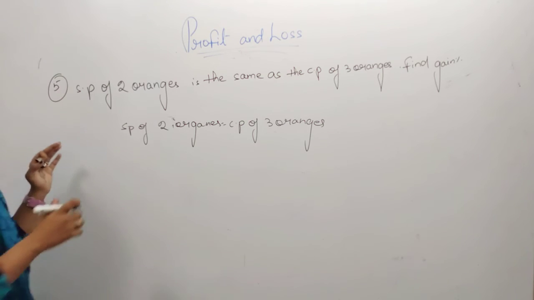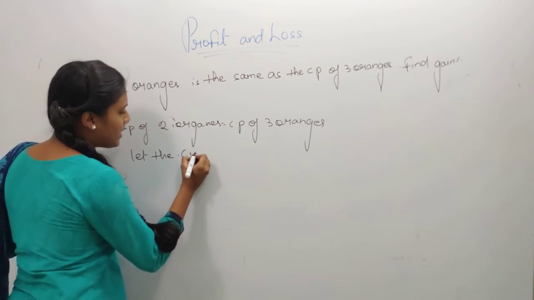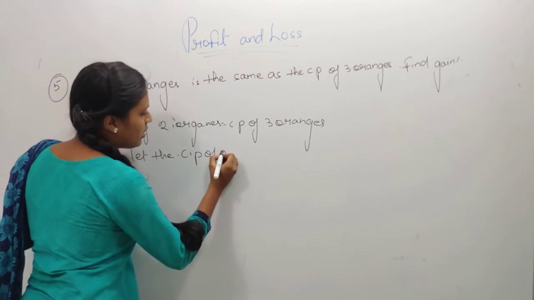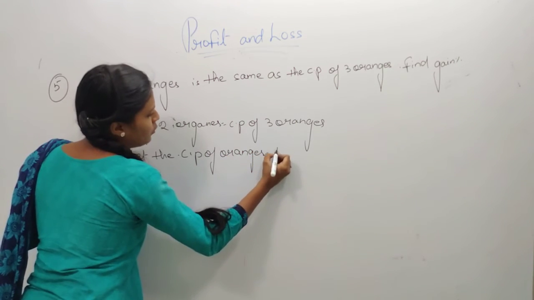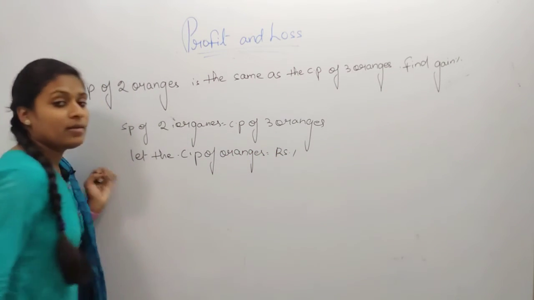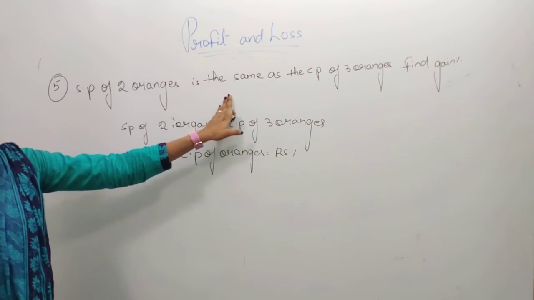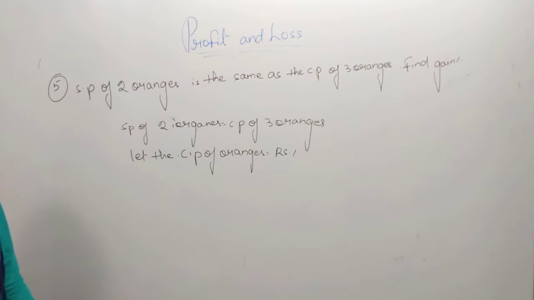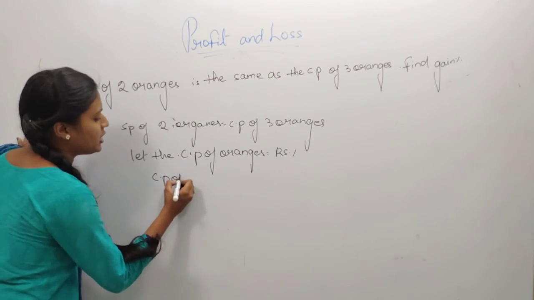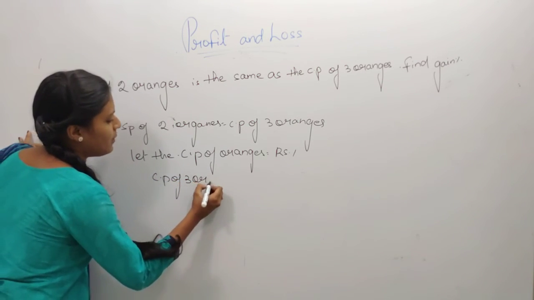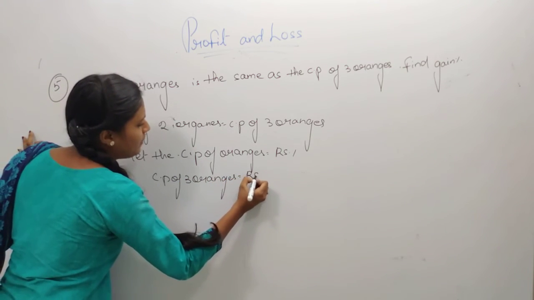Then let the cost price of an orange be rupees 1. Then something we took it. Why? Because the cost price is not given in the question, so we think and take something. Now the cost price of 3 oranges, what will happen? 3 oranges means rupees 3.